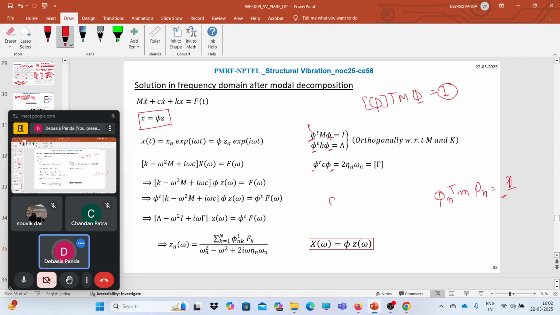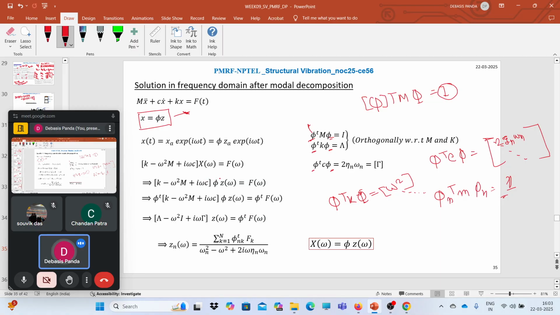And also we know Φ transpose K Φ is nothing but your omega square matrix, right? And it's also a diagonal matrix. And also the modal damping matrix, Φ transpose C Φ, will become a diagonal matrix with terms 2 zeta n omega n, right? Now, if we have this orthogonality property and these relations, we can easily use this transformation.